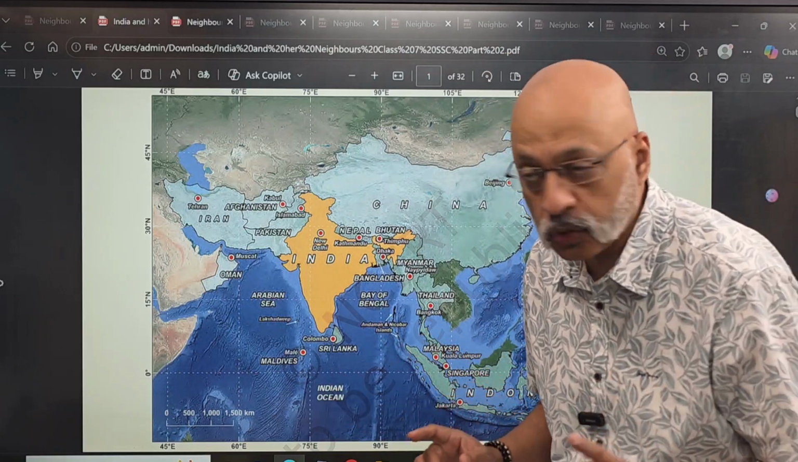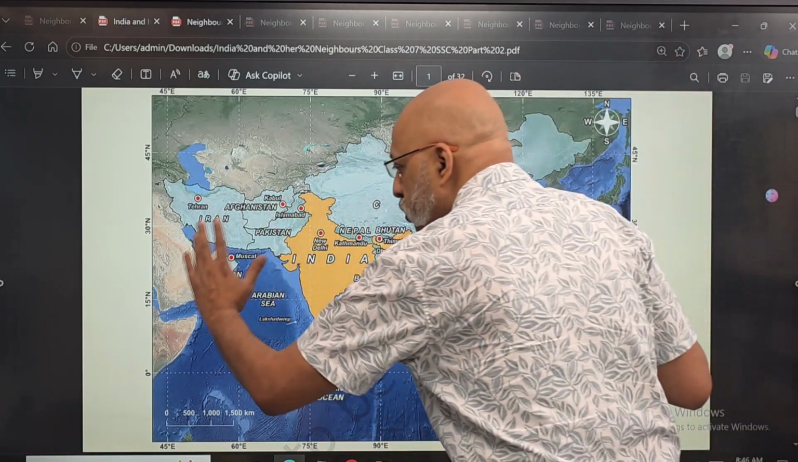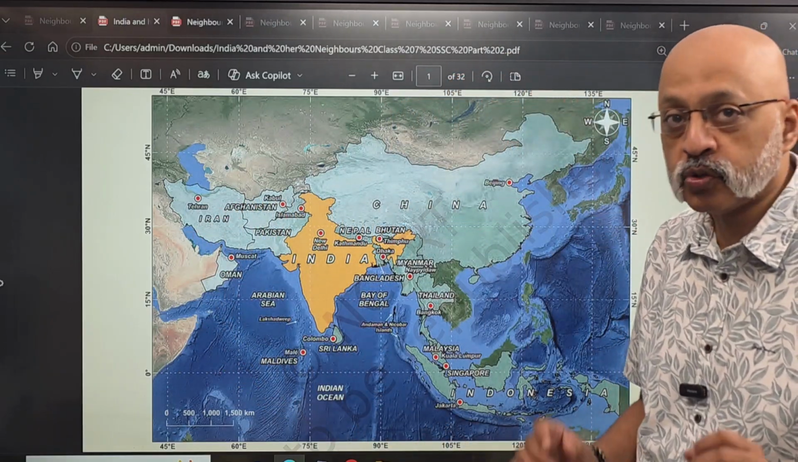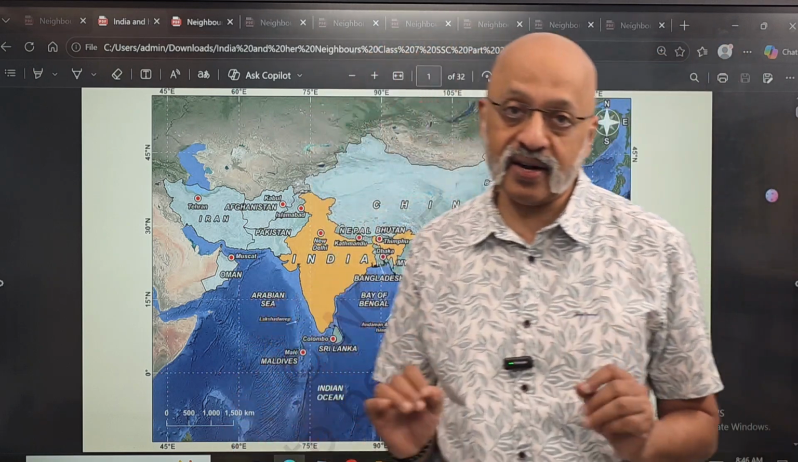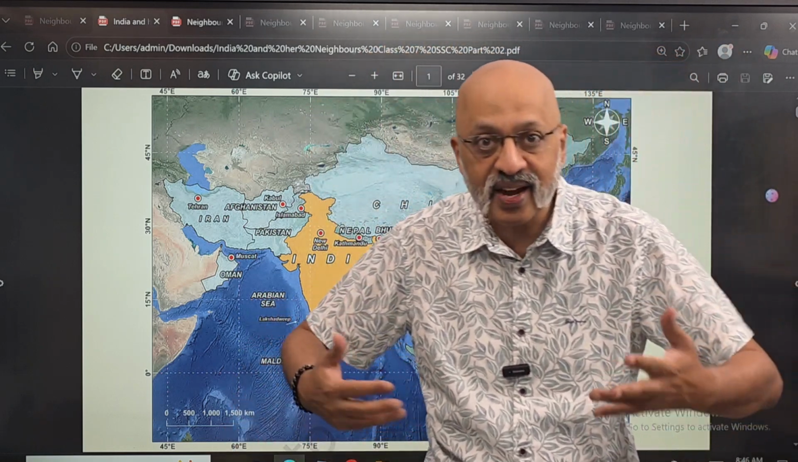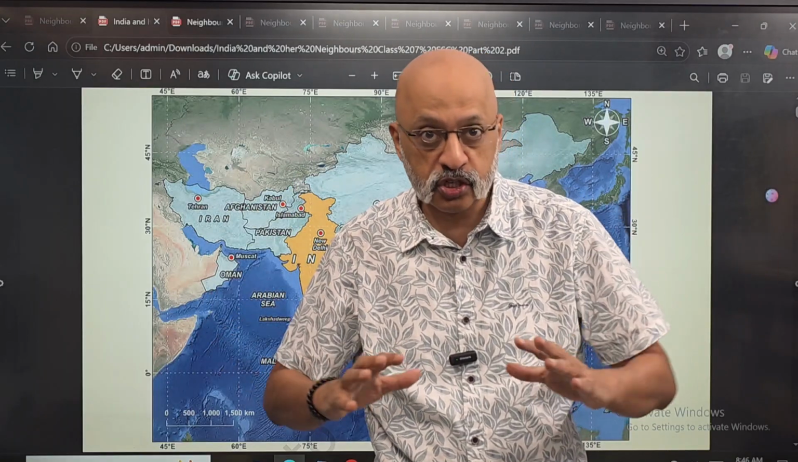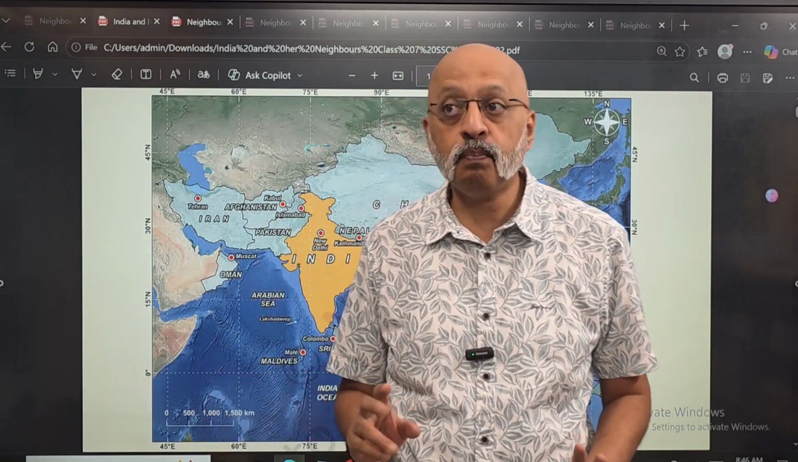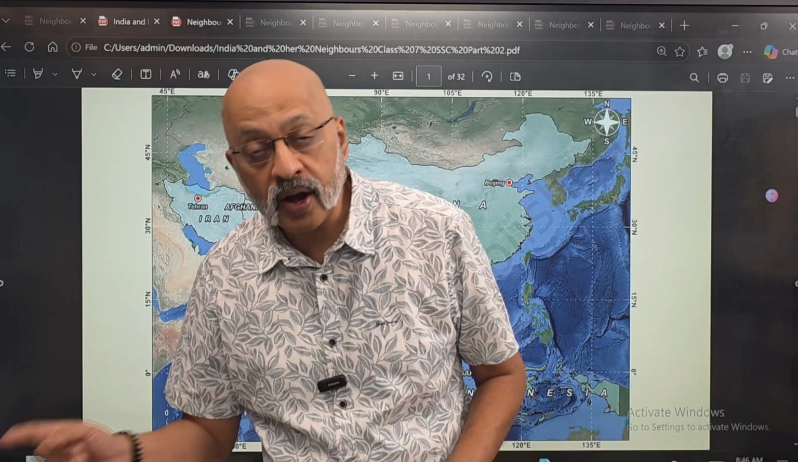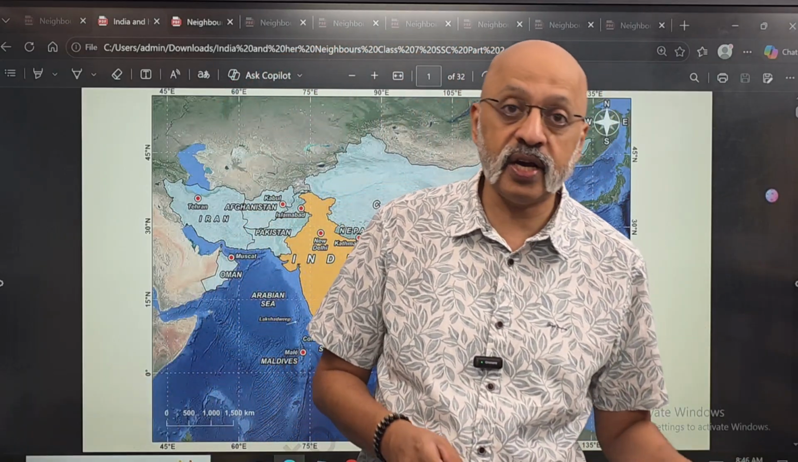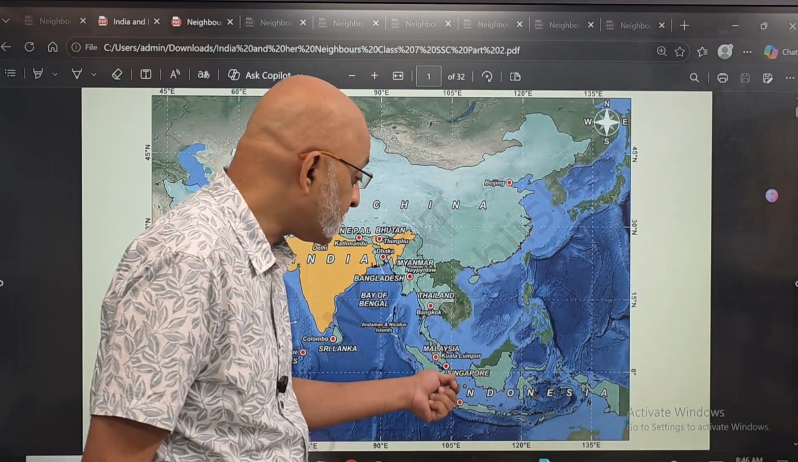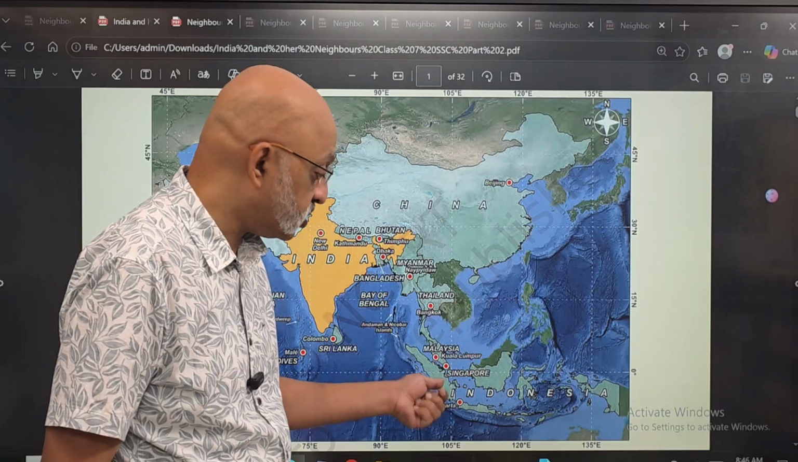I would request you to take a very close look at this particular map so that you have a geographical understanding of where we stand and where our neighbors stand vis-a-vis our position. This understanding is very important. You need to know where Oman is. You need to know where Malaysia is. We need to know also where Singapore is. That's another country which I missed out, right?